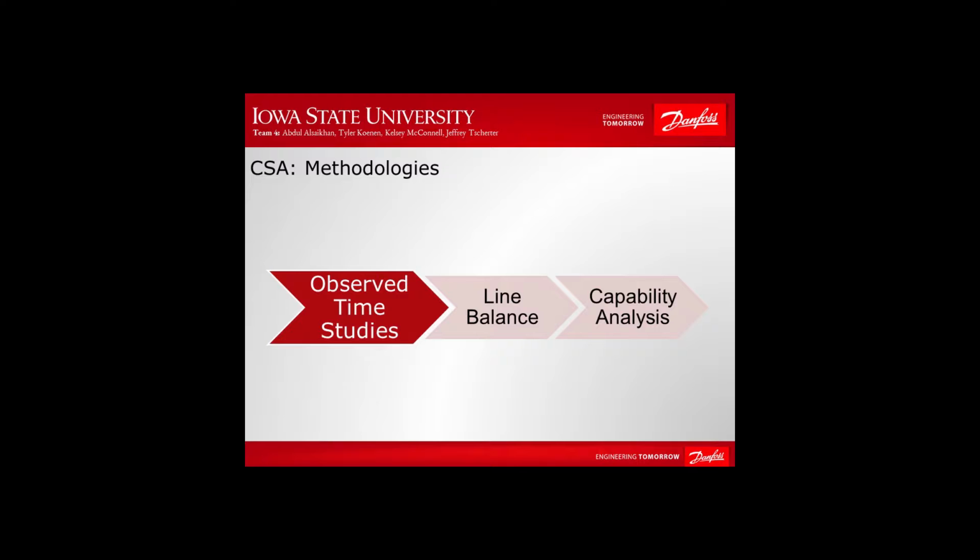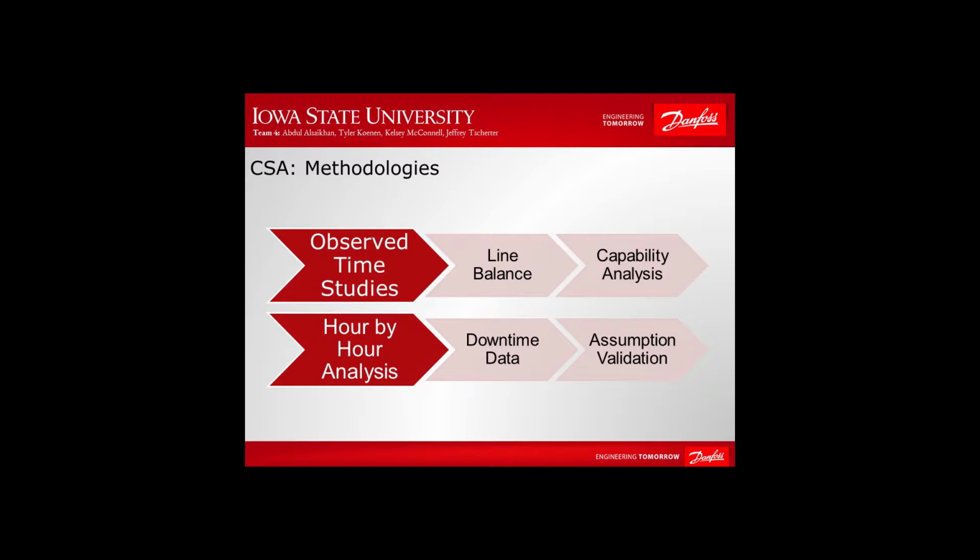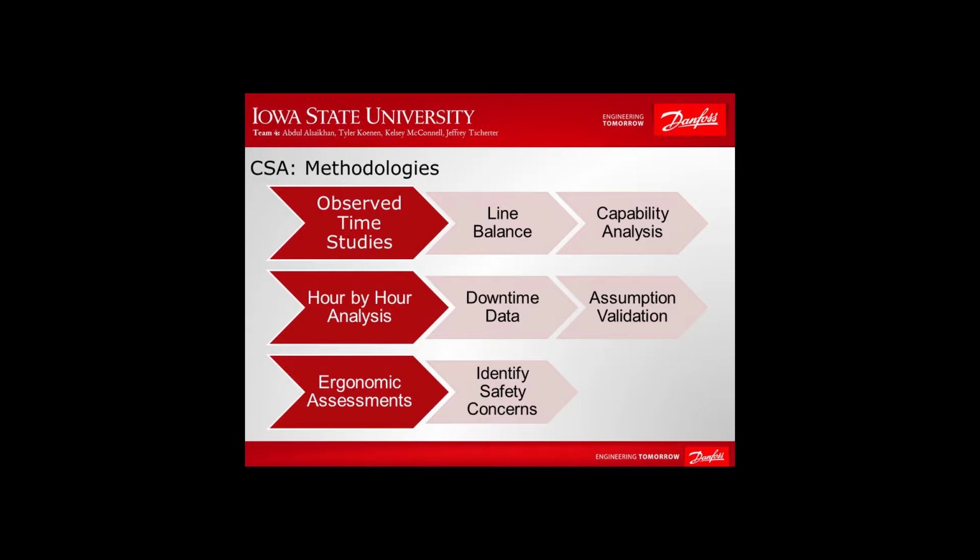evaluate the assembly line. First, the team used observed time studies to create the line balance charts and to calculate the capacity and capability of the assembly line. Next, the team analyzed the production data from the hour-by-hour reports to quantify the downtime the assembly line experiences. This data was also used to validate the assumptions of the project. Lastly, the team completed ergonomic assessments of the line in human tech to identify safety concerns that could be eliminated in the future state design.